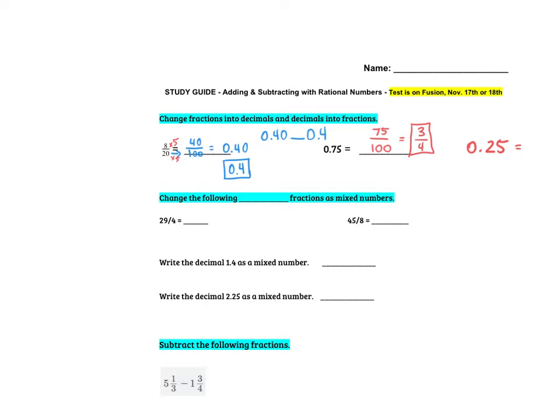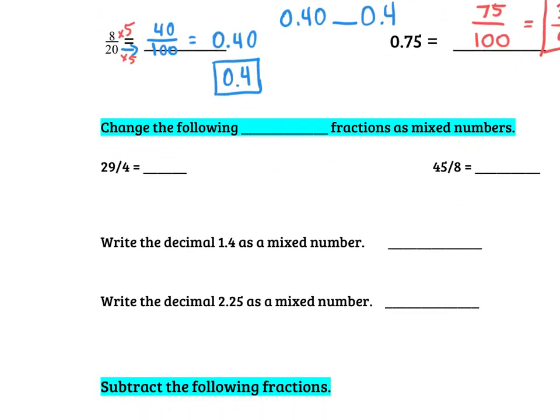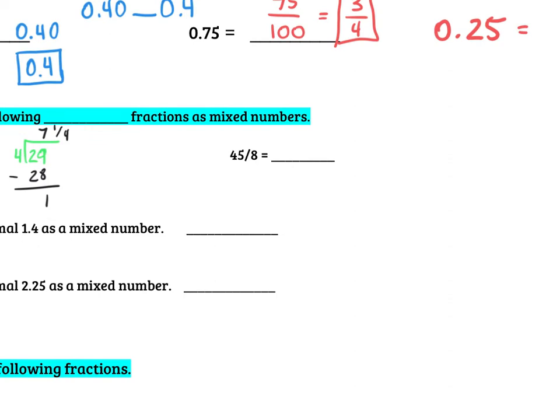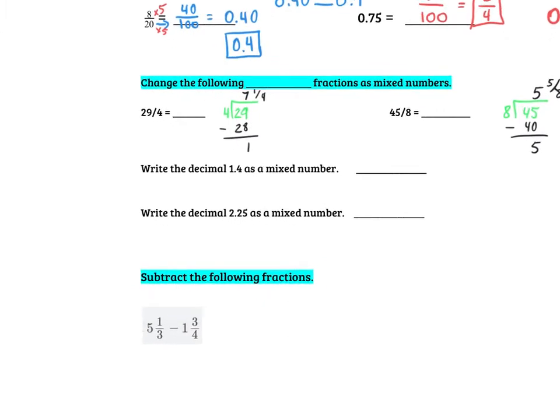Okay, so let's now change the following fractions into mixed numbers. So here you could divide. So I'm going to put my 4 on the outside, 29 on the inside. It goes in 7 times, and I get 7 1/4. For my next one, I'm going to again put the 8 on the outside, 45 on the inside, and divide. 8 times 5 would be 40. I'm left with 5/8.